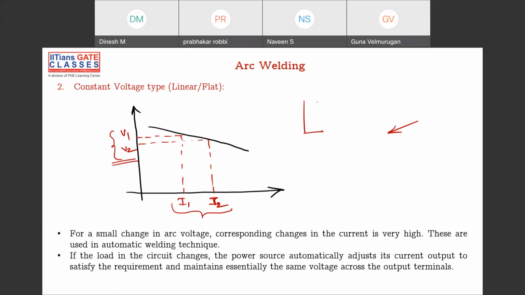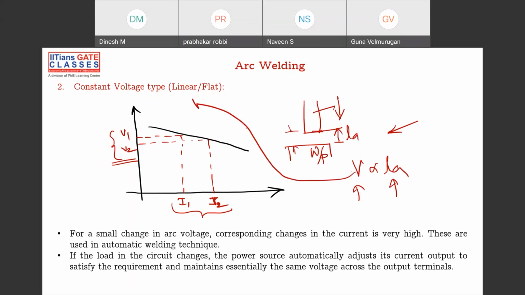Why? Because anyway you are using a machine, and the machine has some kind of sensor. Instantaneously it will identify the distance between the electrode and the workpiece, and then it will move in the downward direction. The downward feed is given, right? So this LA is almost constant, and V is directly proportional to LA. So as LA is constant, V also will be constant. Hence, the constant voltage type is used for automatic welding.